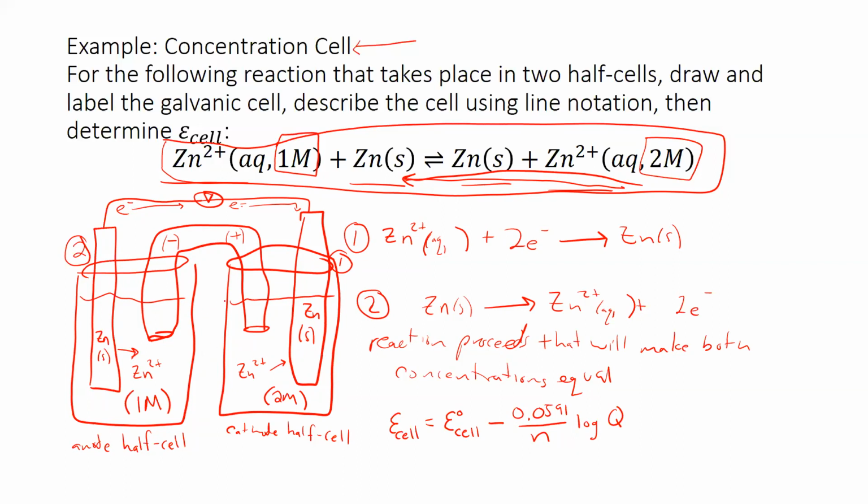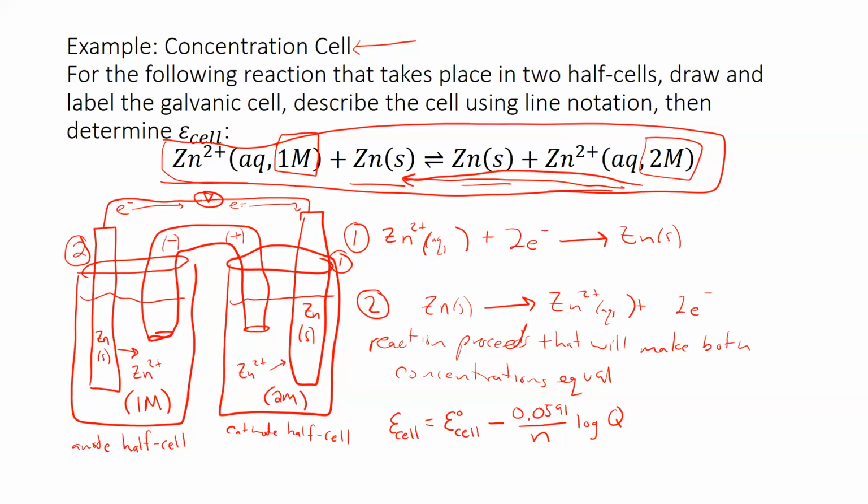So that's how the direction of this reaction actually goes: the electrons are moving from left to right as the concentration of the solution on the left goes up and the concentration of the solution on the right goes down.